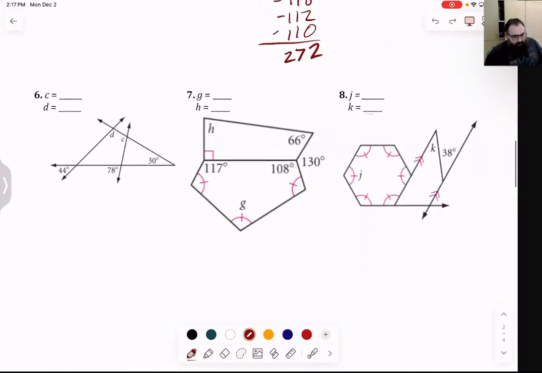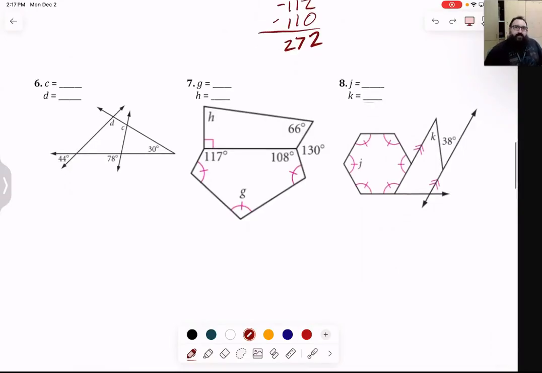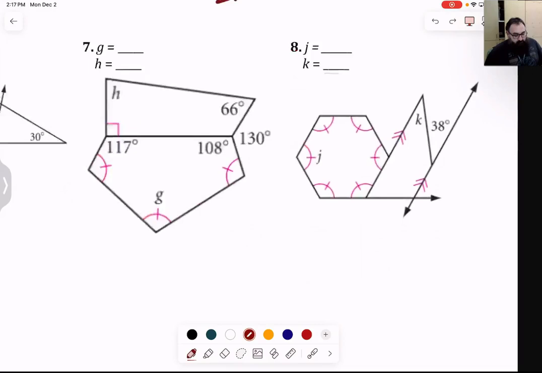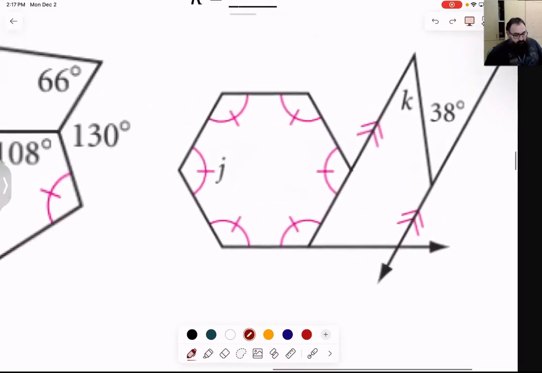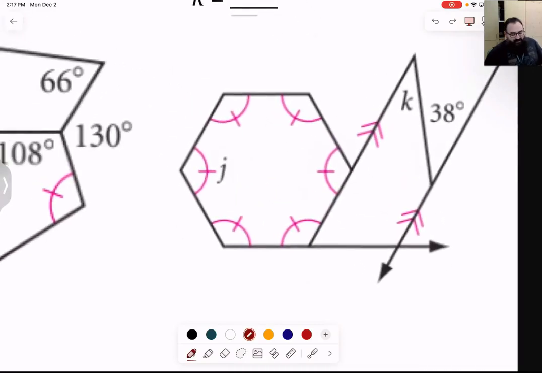Let's keep looking. Anything on this bottom row that you're like, Mr. Reyes, help me out? 8? Okay. I was hoping you were going to ask for 7. What's the issue with 8? What's the target?